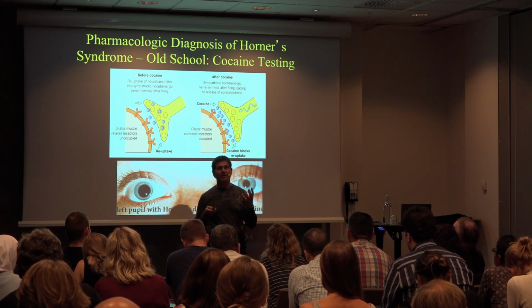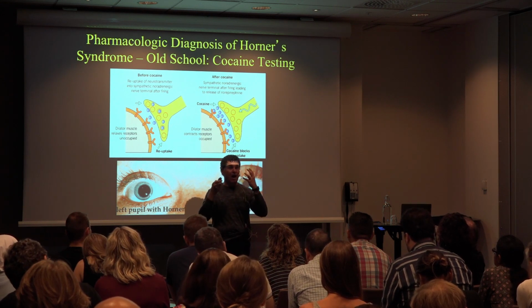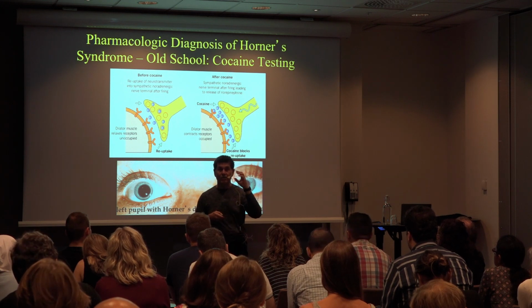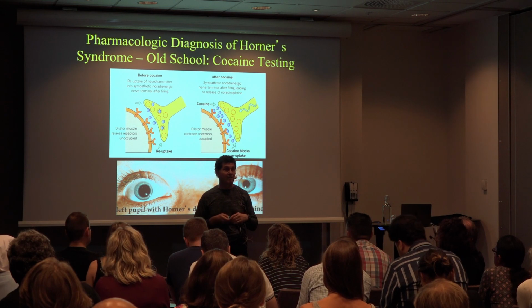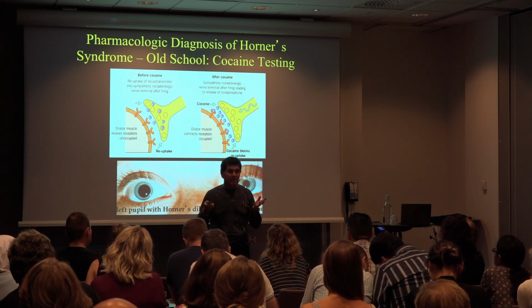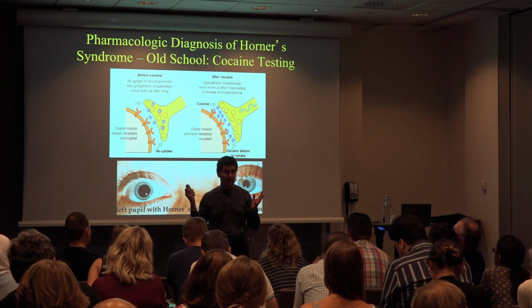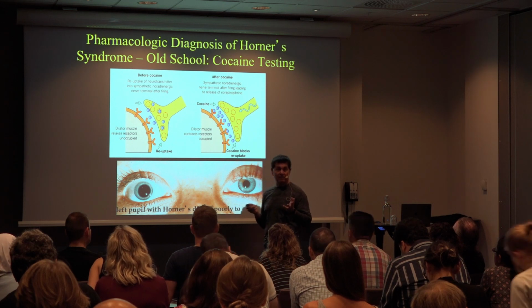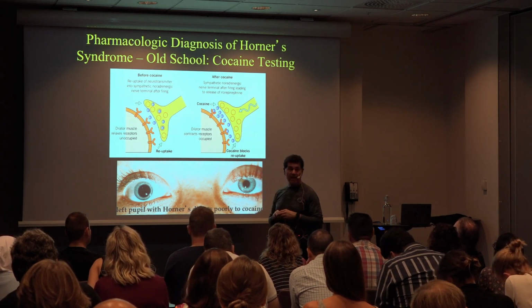And so the amount of fibers that are affected will determine how obvious the signs are, whether it's ptosis or anisocoria or dilation lag. If you're only affecting 25% of the fibers, it may not be all that obvious, like some of the examples I showed that are obvious here. So pharmacologic testing is important. And we all used to use cocaine to do that.